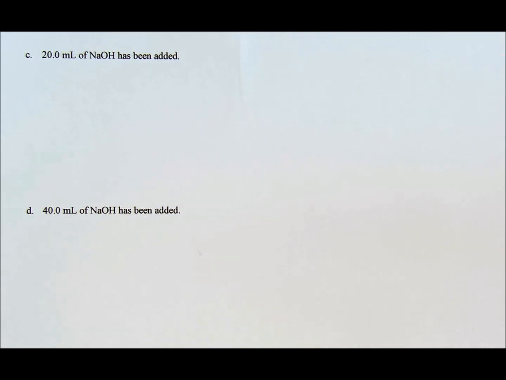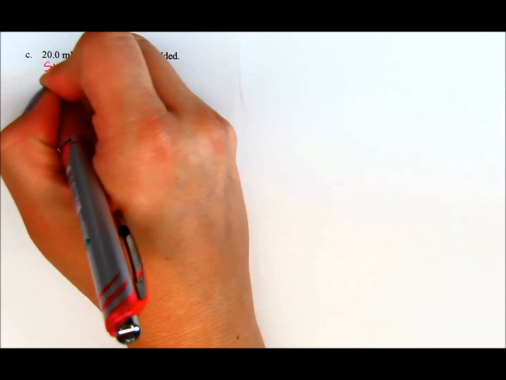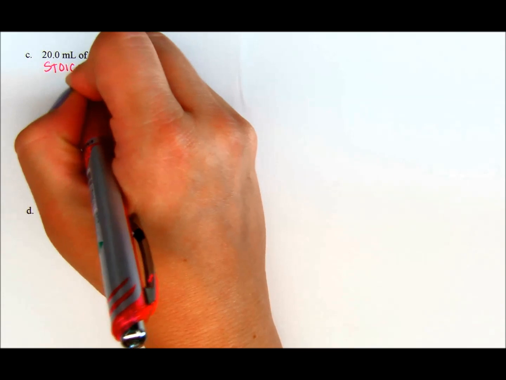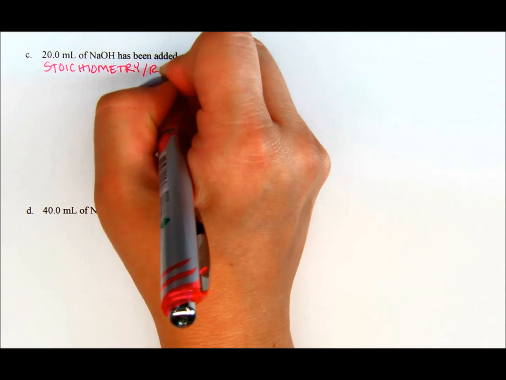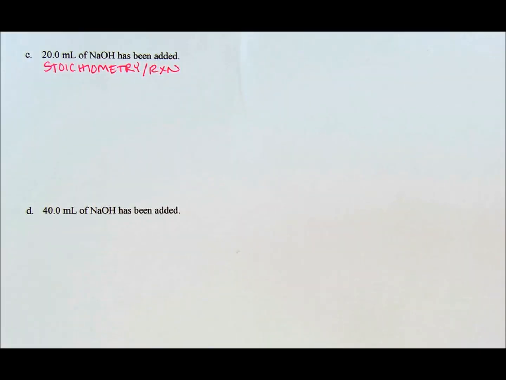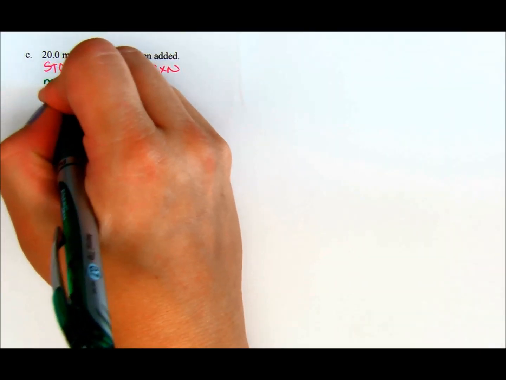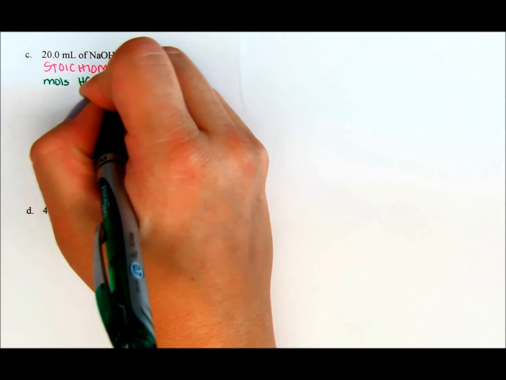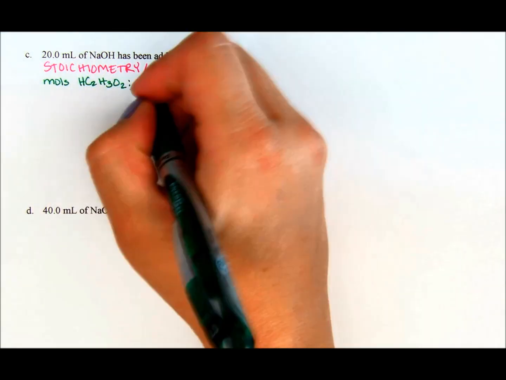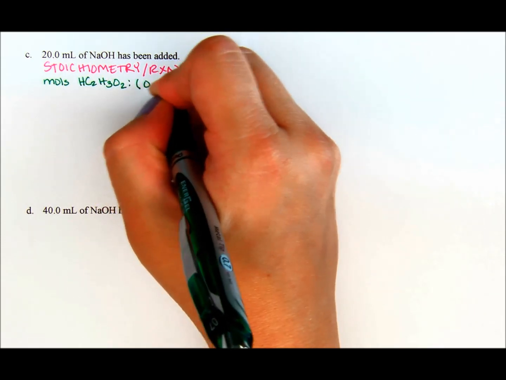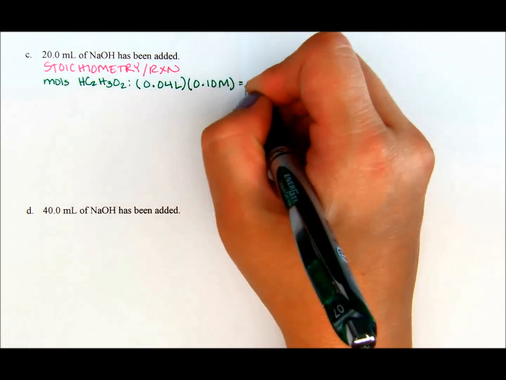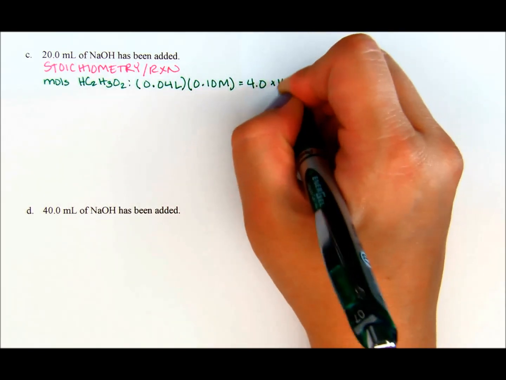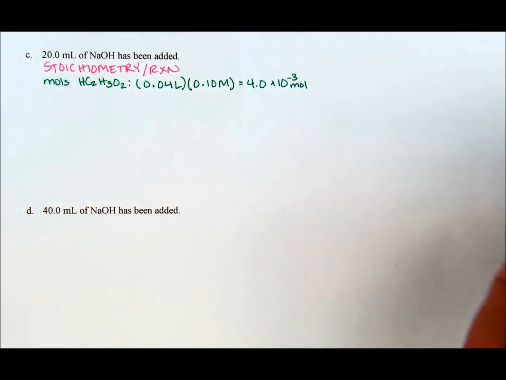When you add 20 milliliters of the sodium hydroxide to solution, let's take a look at what happens. So we're going to follow our same steps. So this is the stoichiometry step first. Stoichiometry / reaction. And the first thing we're going to do is figure out the moles of both things we're starting with. So moles of acetic acid. And that's not going to change. We still had the 0.04 liters, and we still had the 0.10 molar. So we still are starting with 4.0 times 10 to the negative 3 moles, or 4 millimoles.